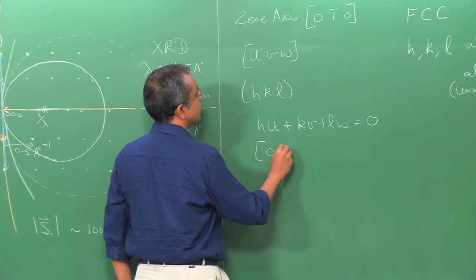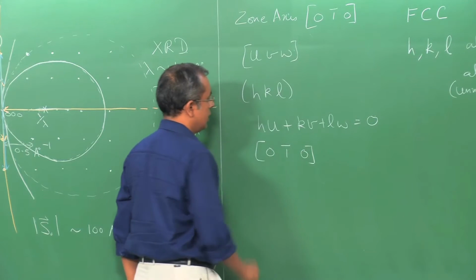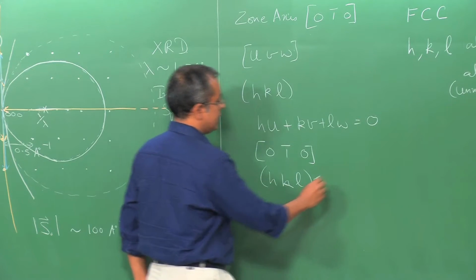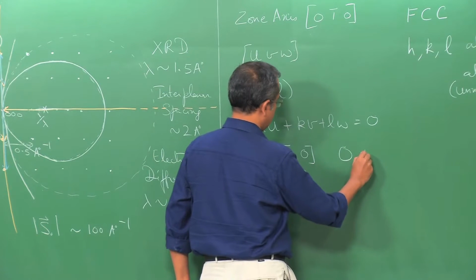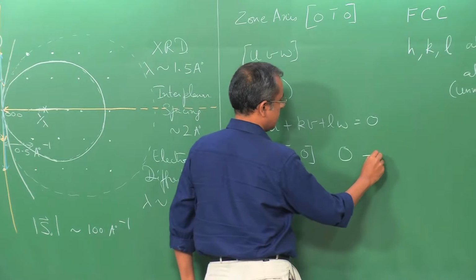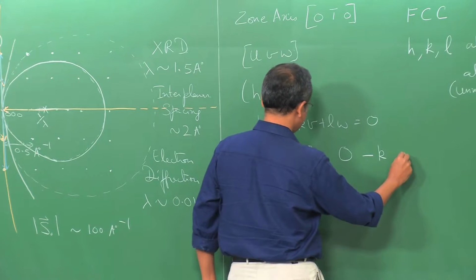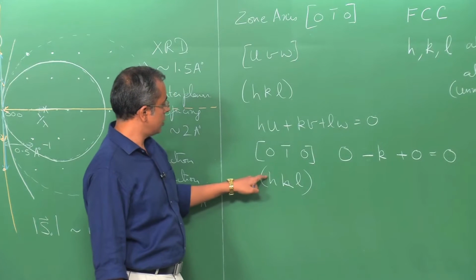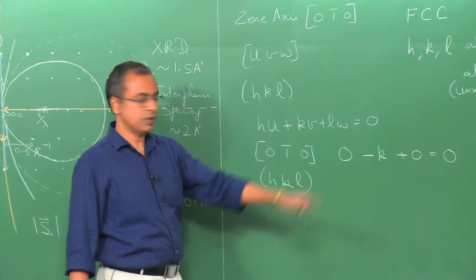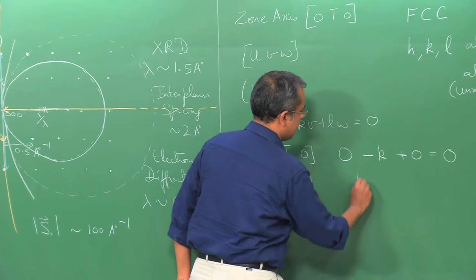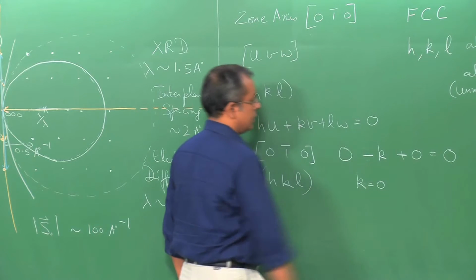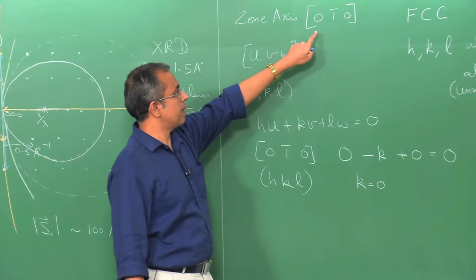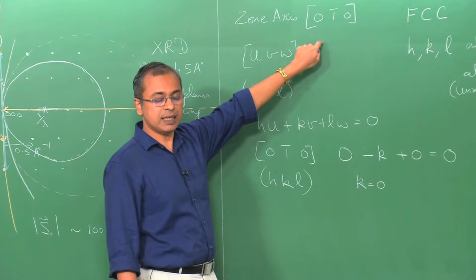Now, if you look at the zone axis that we are considering for this problem, we have 0, 1 bar, 0. If I take any arbitrary HKL plane, H times 0 is 0, 0 minus K plus 0 should equal 0. If I do HU plus KV plus LW equals 0, you have 0 minus K plus 0 equals 0. So, for this to be equal to 0, we simply require that K should be equal to 0. All planes where K is equal to 0 belong to this zone axis.